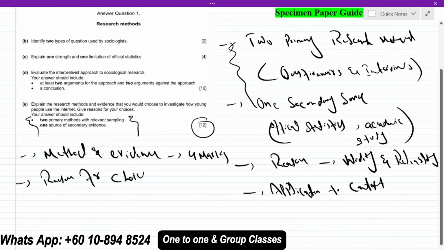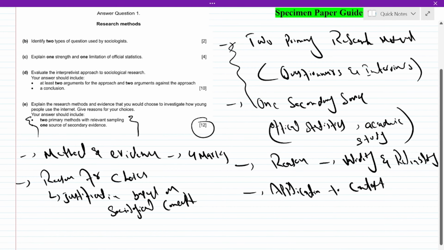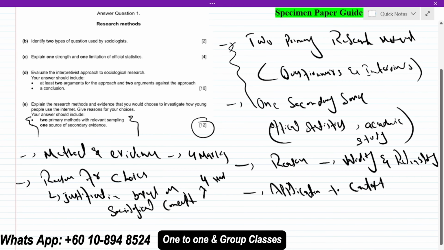Reason for choice: justification based on sociological concept, like validity, reliability, generalizability, and so on. And by providing the reason for your choice, you would be able to score 4.